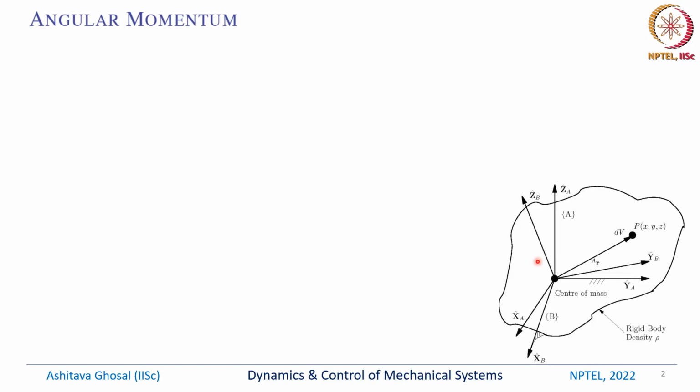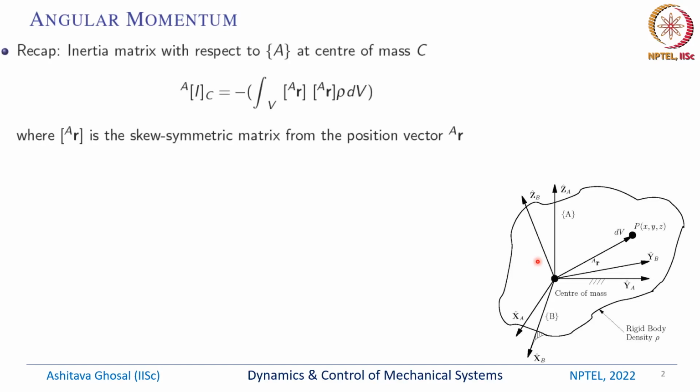So let's recapitulate. What is angular momentum? To understand what is angular momentum, we first need to look at the inertia matrix of a rigid body with respect to the mass center. The mass center, remember, is located such that RC is the volume integral of R dV, divided by the total mass. And the moment of inertia is given by this integral of AR squared times rho dV.